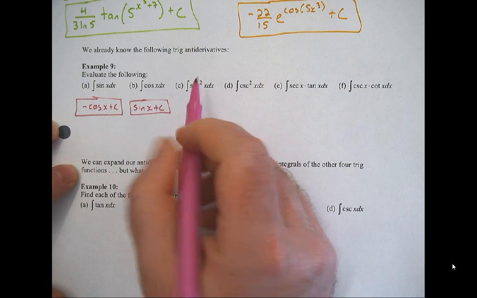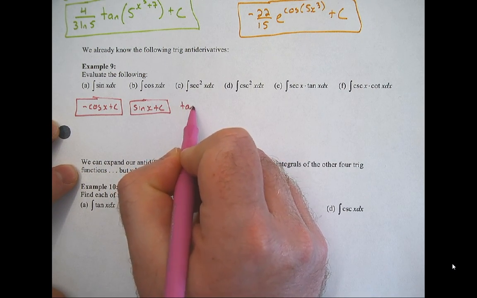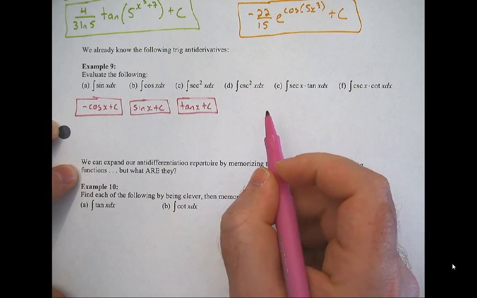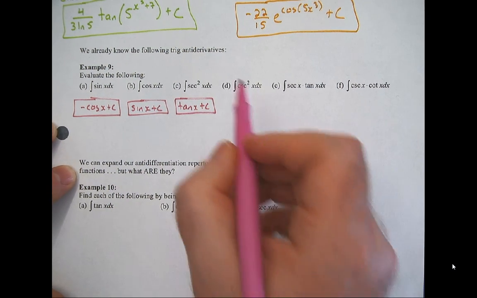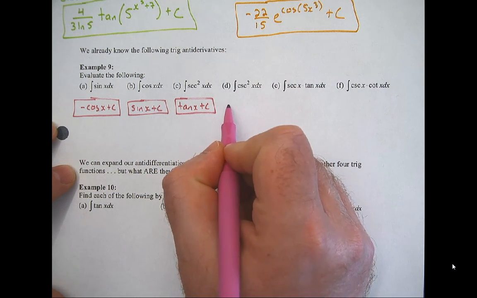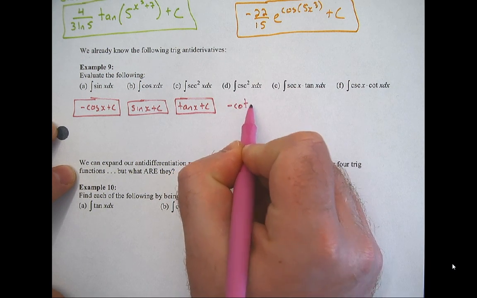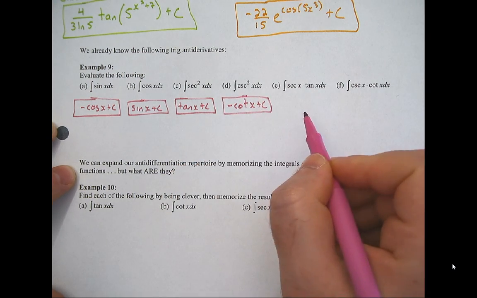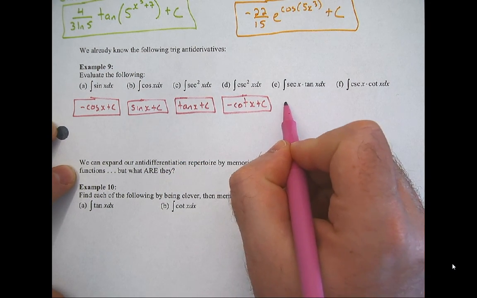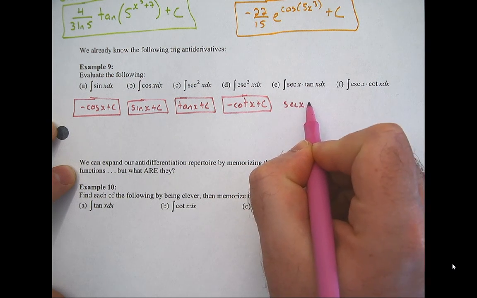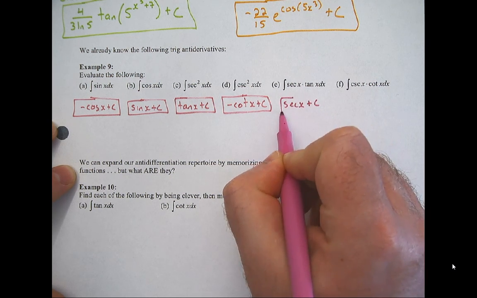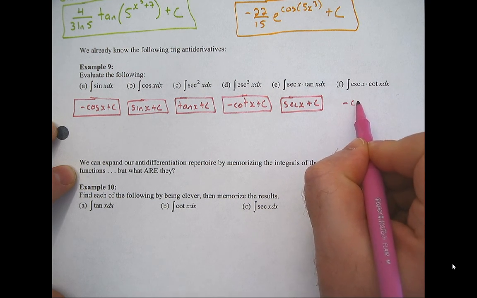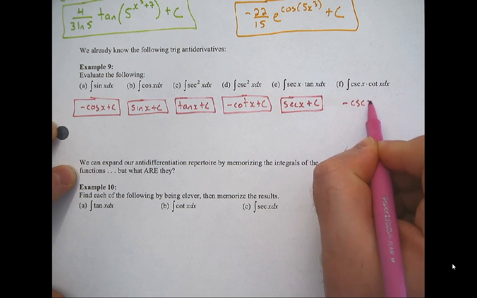Whose derivative is secant squared? That's tangent. Hopefully you remembered your plus c's. Whose derivative is cosecant squared? That's a co, so it's going to need a negative. That's cotangent. Secant tangent, it always starts with the same one. Secant starts with secant is what I mean. And then the same thing, we've got a co here. So this is negative cosecant of x plus c.